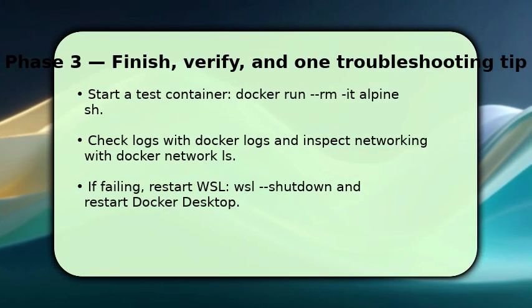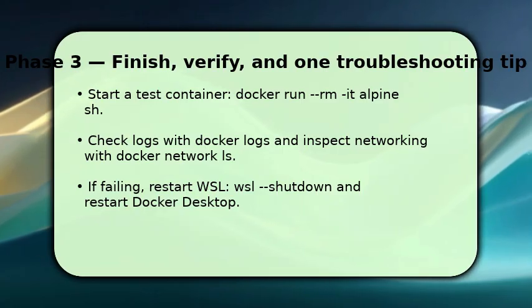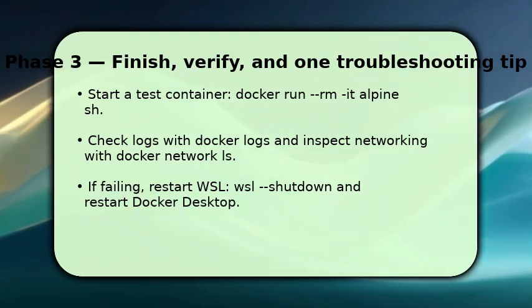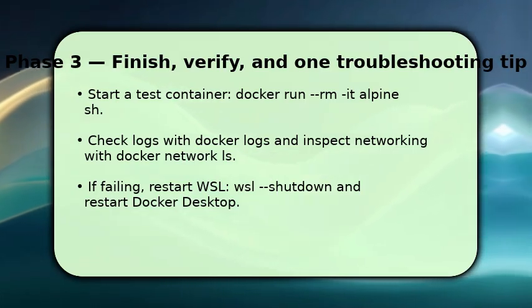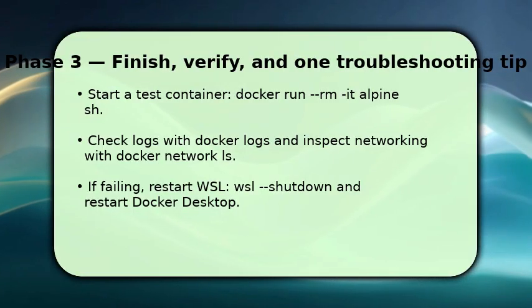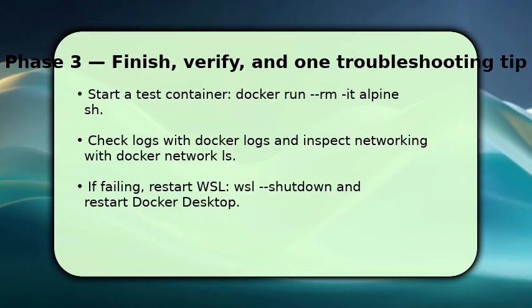To finish, launch a container to validate the flow. docker run --rm -it alpine sh, and check file access and networking. Use docker ps, docker logs, and docker inspect to diagnose container state. Use docker network ls to confirm connectivity.